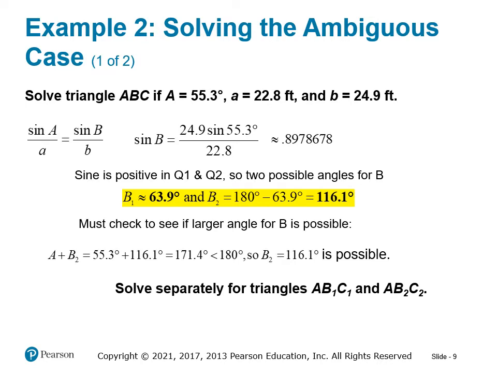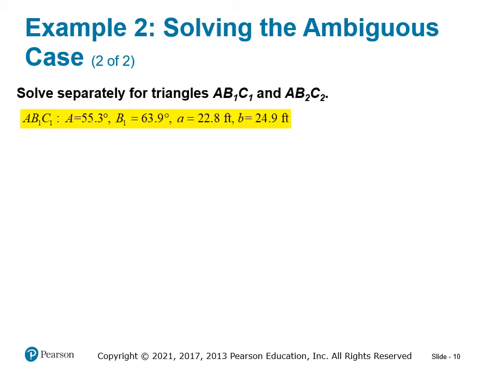So what we're going to do now is solve for two different triangles, AB1C1 using this measure of B, and AB2C2 using this measure of B, and see if both of them create actual triangles. Okay, so let's continue on.